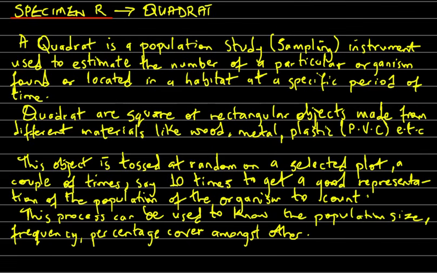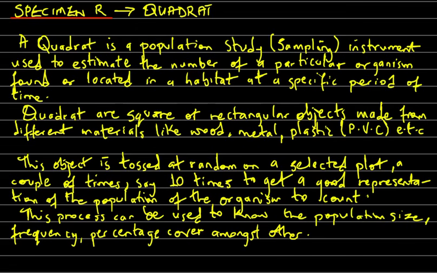Now, this object is tossed at random on a selected plot. We must have selected a plot, pegged it, marked it. So you now pick a quadrat and you toss at random, not to the same location, you toss at random to different locations on that same plot. You can toss that a couple of times, let's say about 10 times or 20, depending on what readings you are working on.